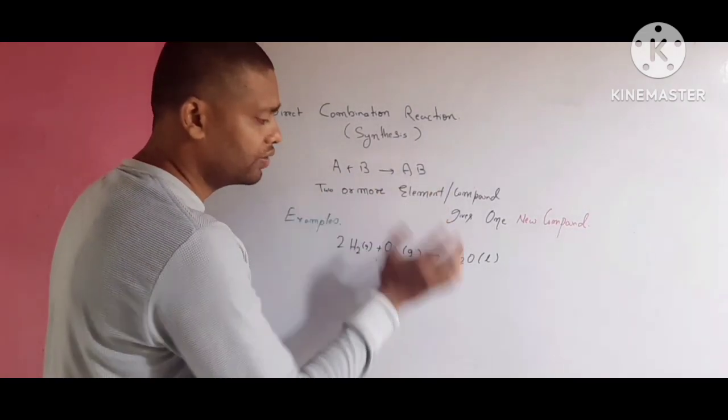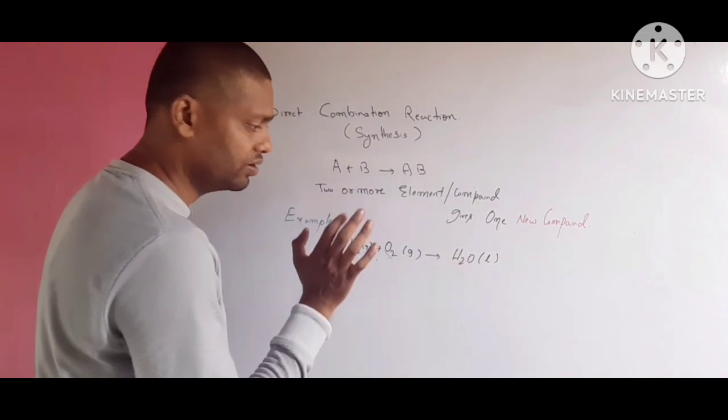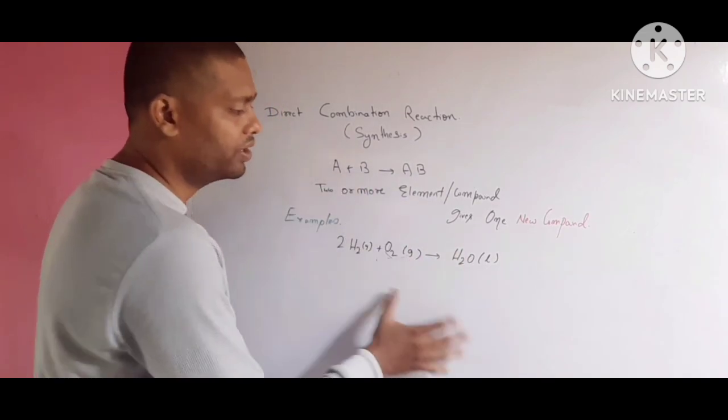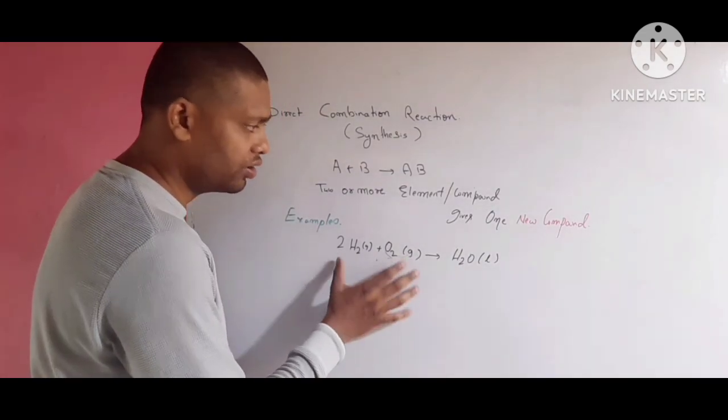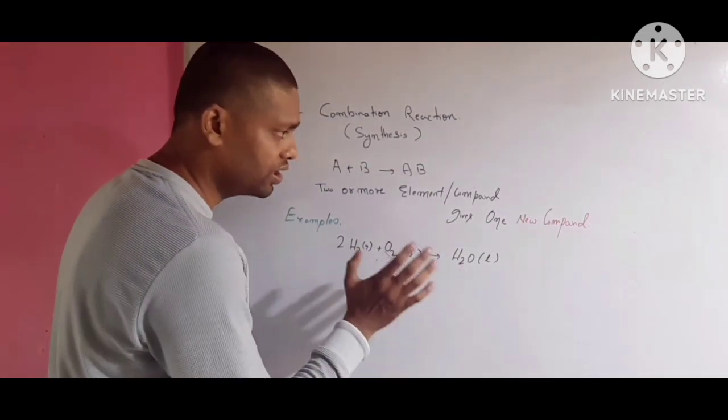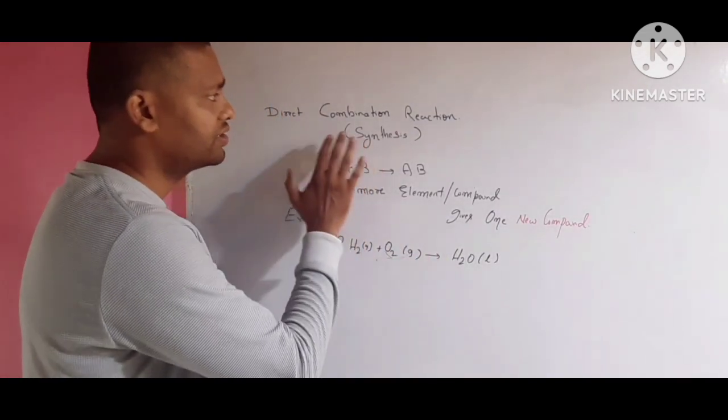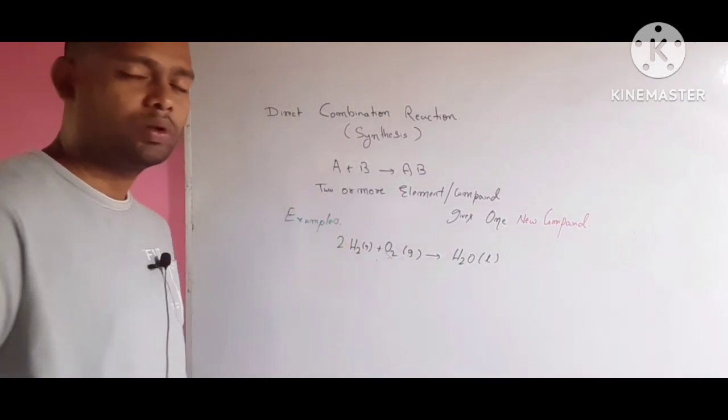And you see here, we are taking two elements or compounds, and we are getting a single one. So from here we can say this is a combination reaction. So two different reactants, or two different substances, elements or compounds, react together to give a single unit or single compound, that is known as a synthesis reaction or combination reaction. You understood what we mean by combination reaction?